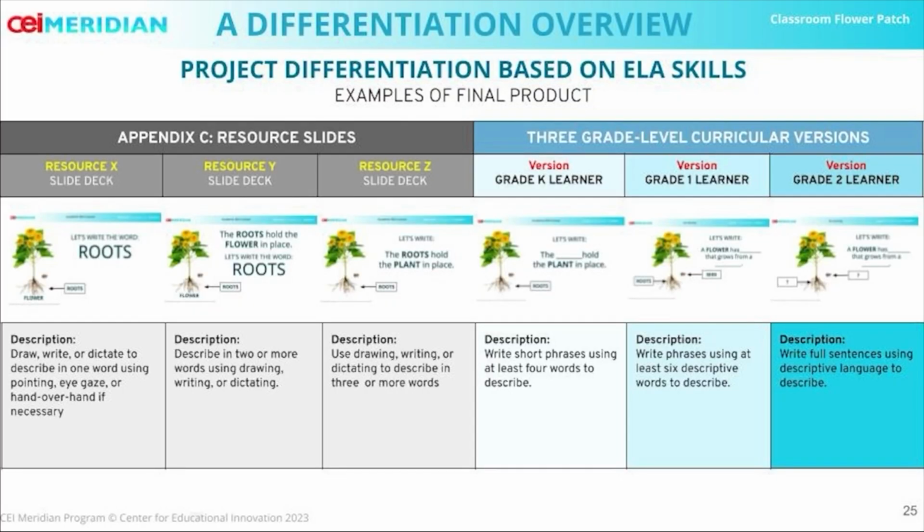Here's an example of how the project is differentiated based on different grade levels. For grade K, they will write short phrases using at least 4 words to describe. For grade 1, they'll write phrases using at least 6 descriptive words to describe. And for grade 2, they'll write full sentences using descriptive language to describe. And there will be resources for those students who are working towards the standard.